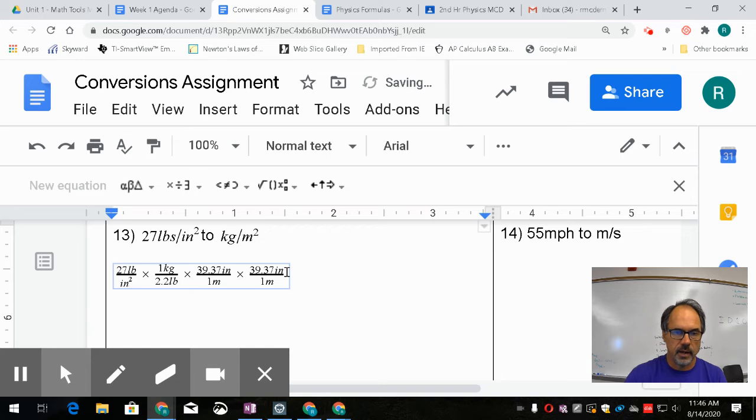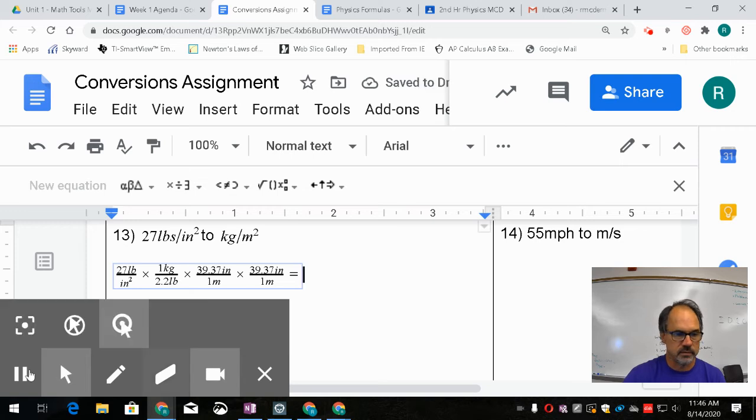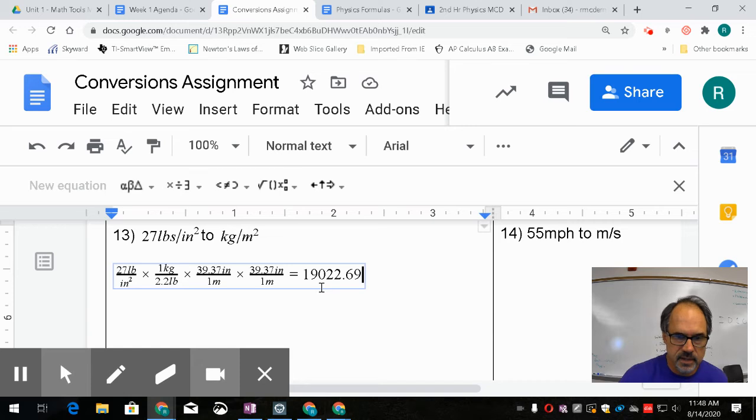All right, and now I hit my right arrow one more time. Can't see the cursor, but it's there. So equals, and now I'm going to put my answer. Okay, so I put equals 19,022.69, and now I need to type my units here. I need to put kilograms per square meter.